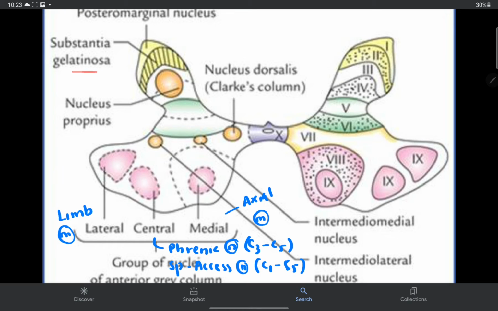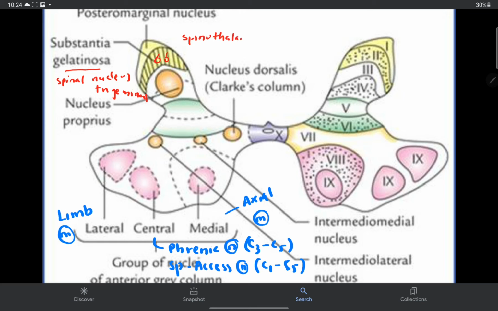In the posterior horn, there is the substantia gelatinosa. So this will continue above as the spinal nucleus of trigeminal. And this substantia gelatinosa has the nucleus for the spinothalamic tract.